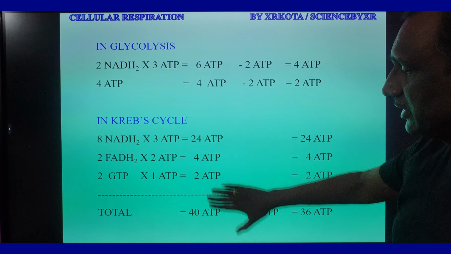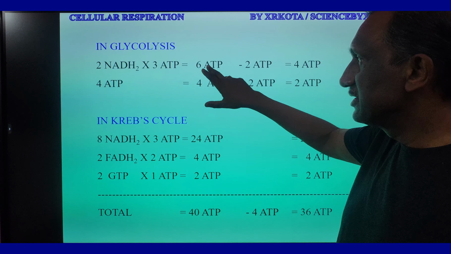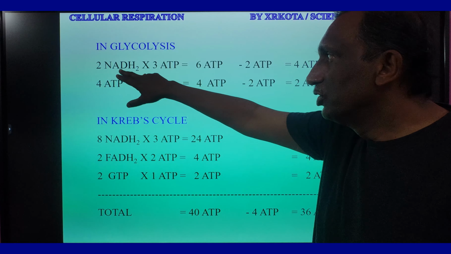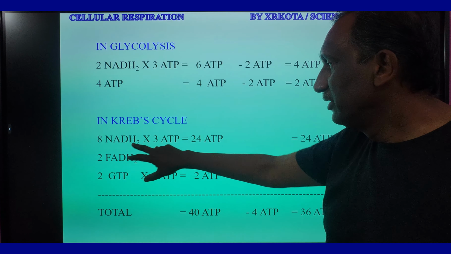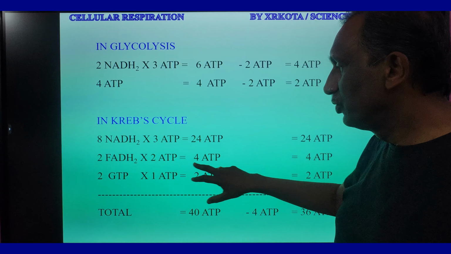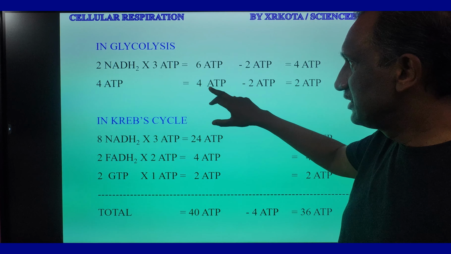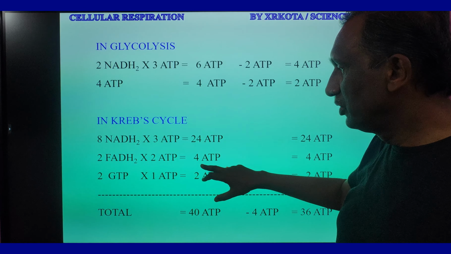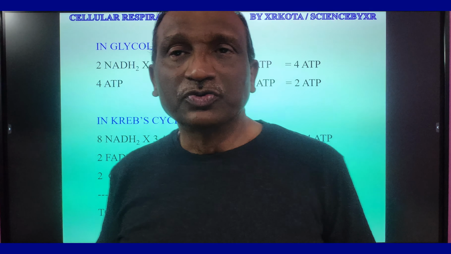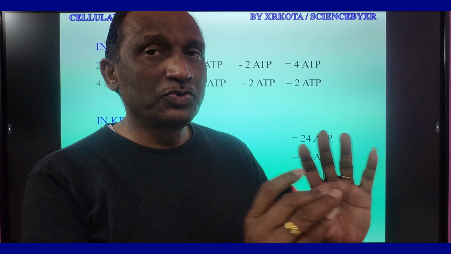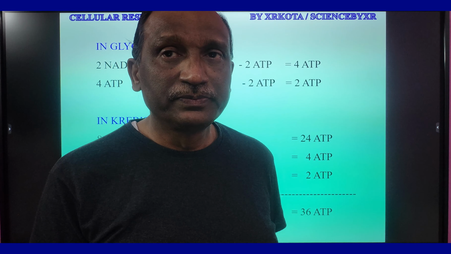So how many net, first we are seeing how many total are made: from 2 NADH2, 6 ATPs, 4 ATPs here, 24 here, 4 and 2, so 6 plus 4 is 10, 34, 38 and 2 is 40. 40 ATP would have been produced if the entire process goes smoothly in this direction.